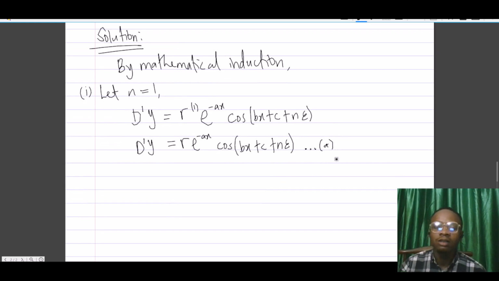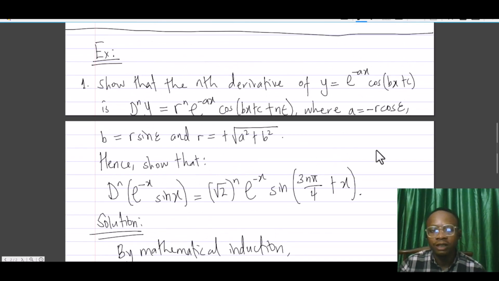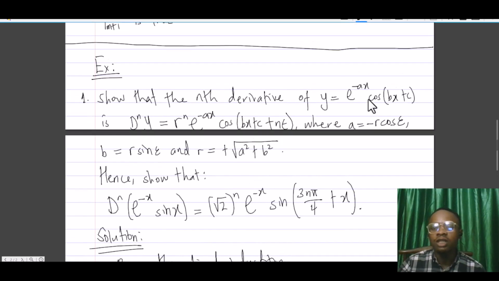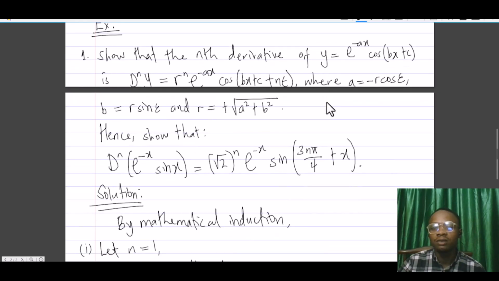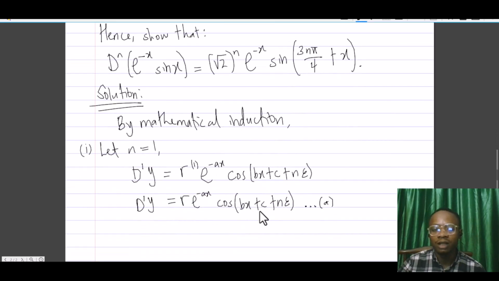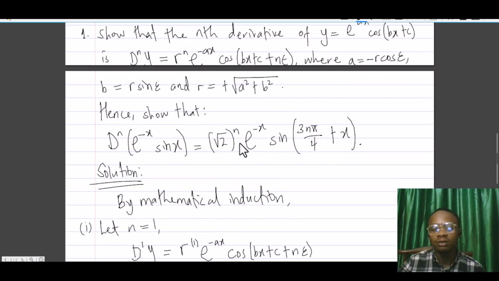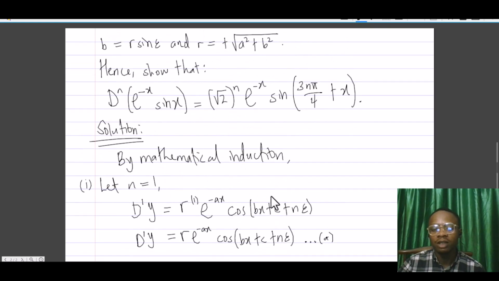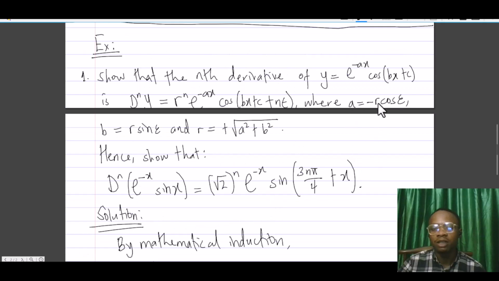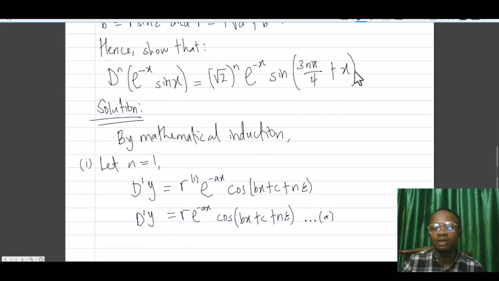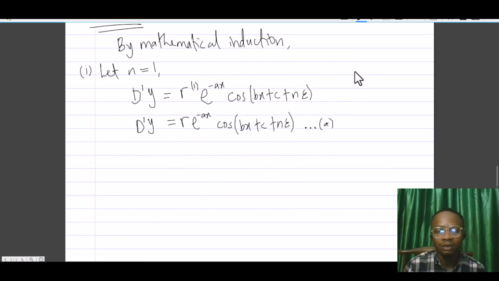Then let us check. This is the function. Don't forget, this is the function itself. So let us check if we differentiated this function, if it would give us the same result as this, knowing that a is equal to this, b is equal to this and r is equal to this. So where we see n epsilon here, we already know how it came about is by making these substitutions. Okay, so let's find the derivative of y first. So we now say that is equation A.